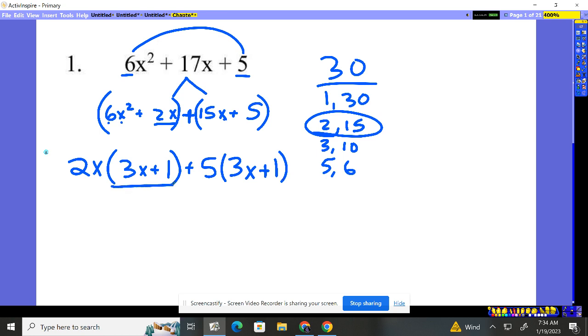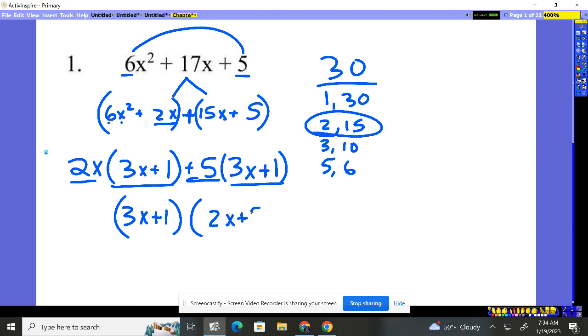And notice now, out of both, you have a 3x plus 1. So this is a 3x plus 1 that technically is getting factored out. And then right here is your other piece, 2x plus 5. Those are your 2 binomials that multiply together to give you 6x squared plus 17x plus 5.